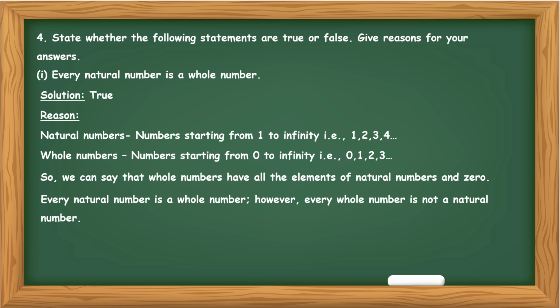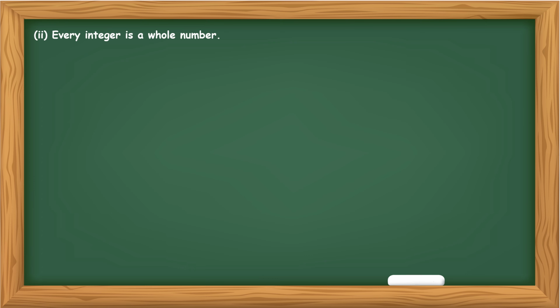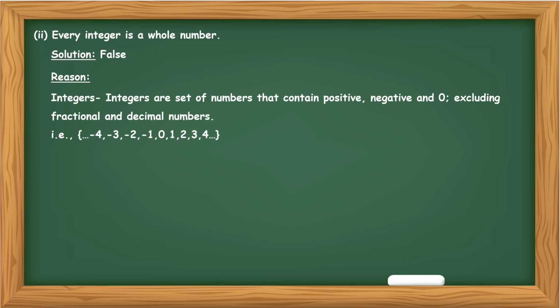Now we'll move on to the second subdivision. Every integer is a whole number. The solution is false. And the reason why the given statement is false: what are integers? Integers are a set of numbers that contain positive and negative numbers including 0. That is 0, 1, 2, 3, 4 and even the negative numbers like -4, -3, -2 and so on.